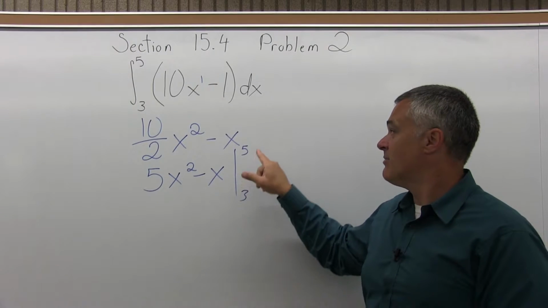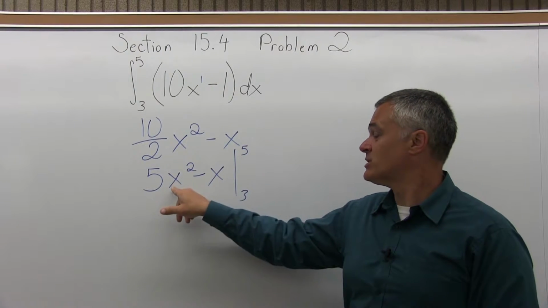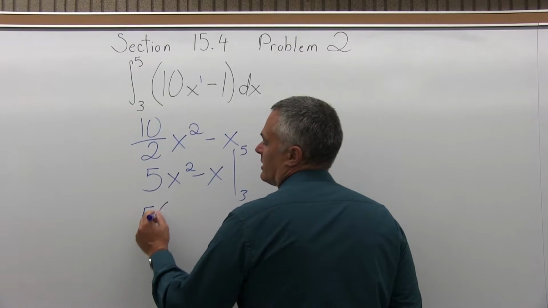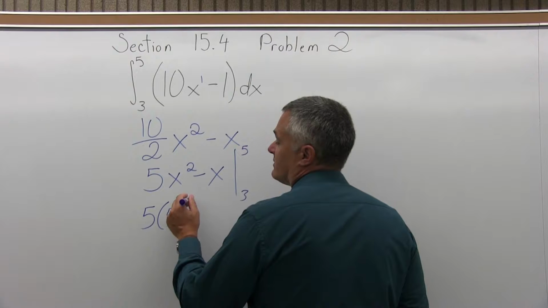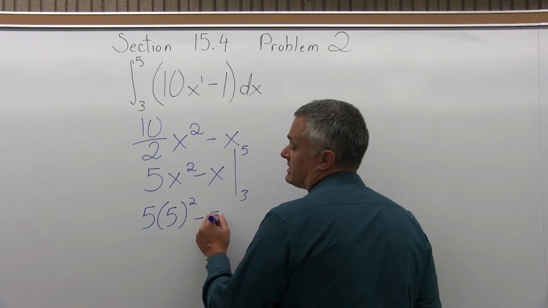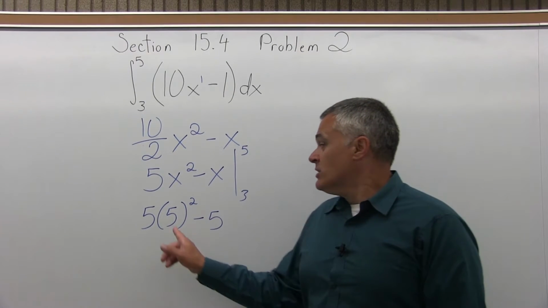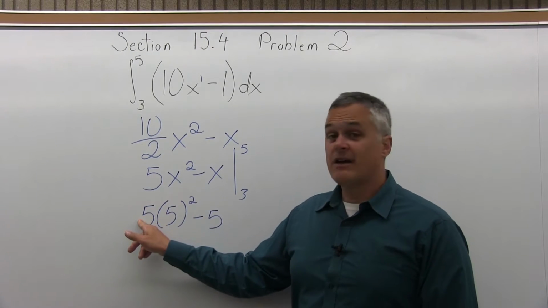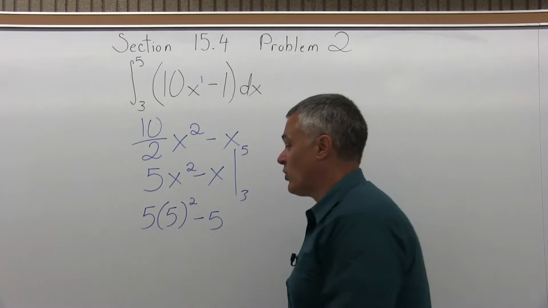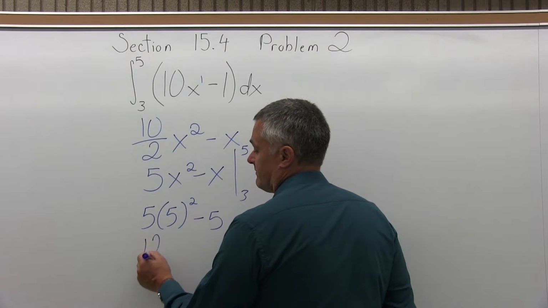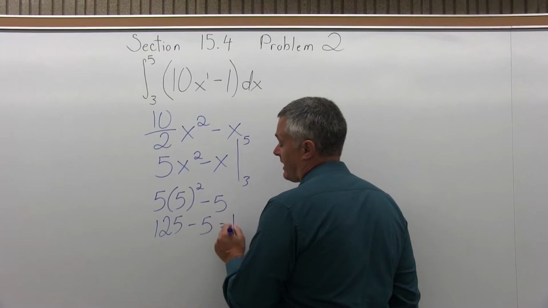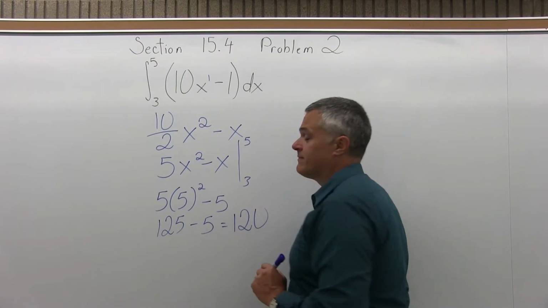So the second step is to plug in the top limit of integration for x in my answer for step 1. So 5x squared will become 5 times 5 squared, minus x will be minus 5. So 5 squared is 25, right? 5 times 5 is 25, times the 5 in front. 25 times 5 is 125. Minus 5, so 125 minus 5 will be 120.